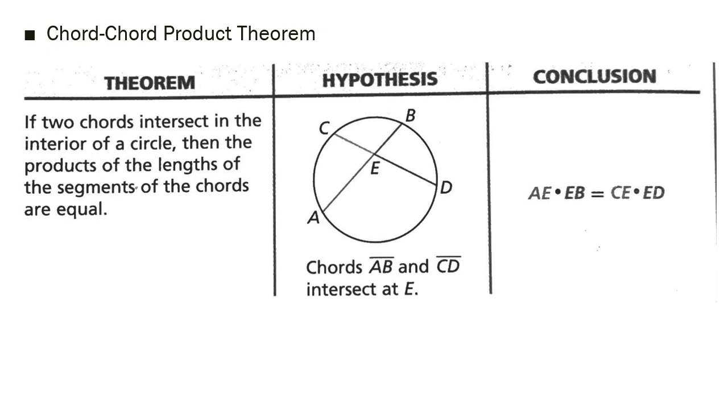So what it's basically trying to tell you is, if we look at this chord AB, AE times EB will equal the same thing as DE times CE, as you can see over here. So if we multiply each of those segments together in one chord, it will equal the other two segments in the other chord when they're multiplied.